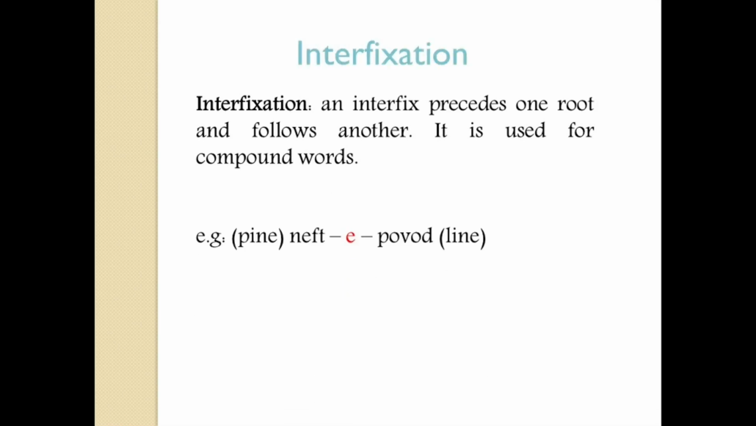Now let's move to the other morphological process, which is interfixation. An interfix precedes one root and follows another. It is used for compound words. This morphological process does not exist in English, but it exists in other languages. So what is this interfix? It precedes one morpheme and it follows the other. So we have here this morpheme and this morpheme. This interfix follows this morpheme and precedes the other morpheme. And as you can see, the whole word here is a compound word. And it doesn't exist in English, I guess.